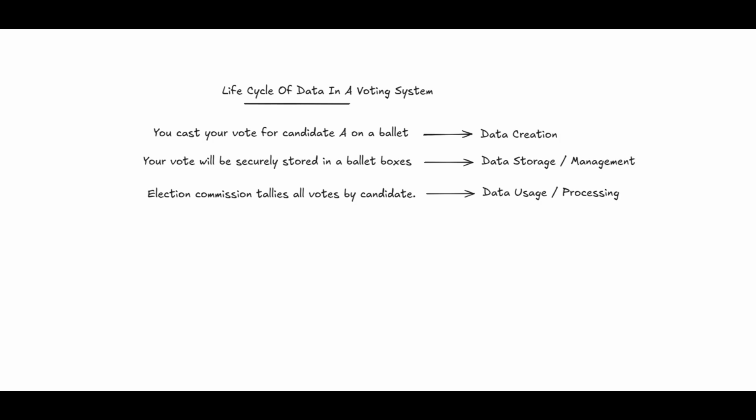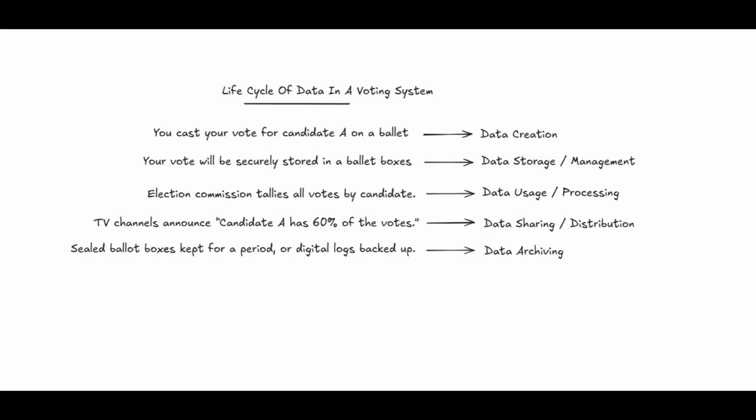Votes are counted and aggregated to determine totals. The election commission tallies all votes for the candidates. Once that data gets processed, it becomes information. The results are then shared with the public and the media. For example, TV channels announce that candidate A has 60% of the votes.